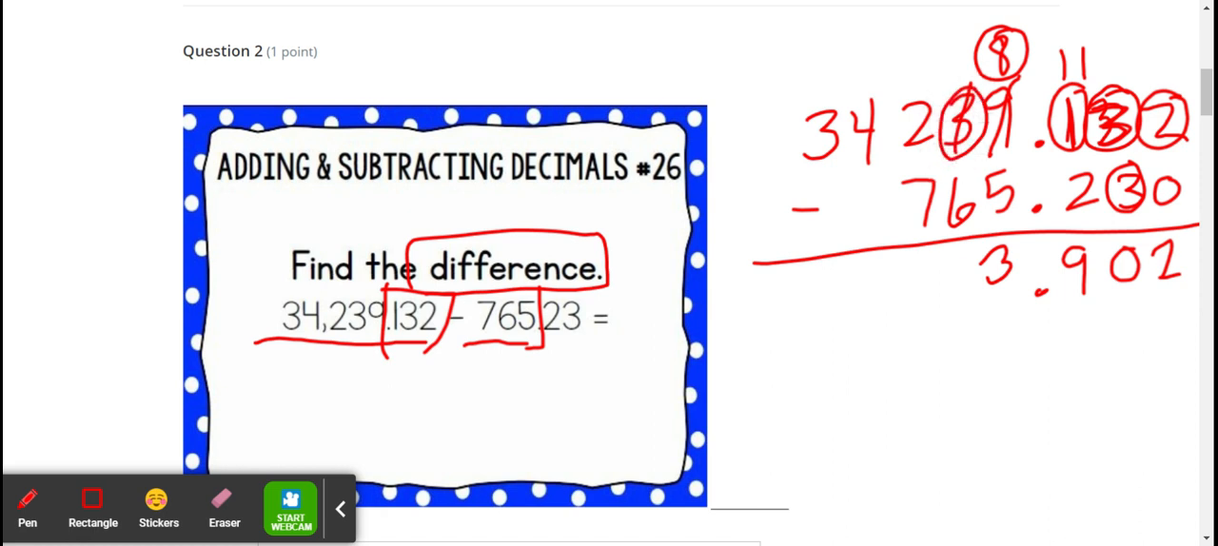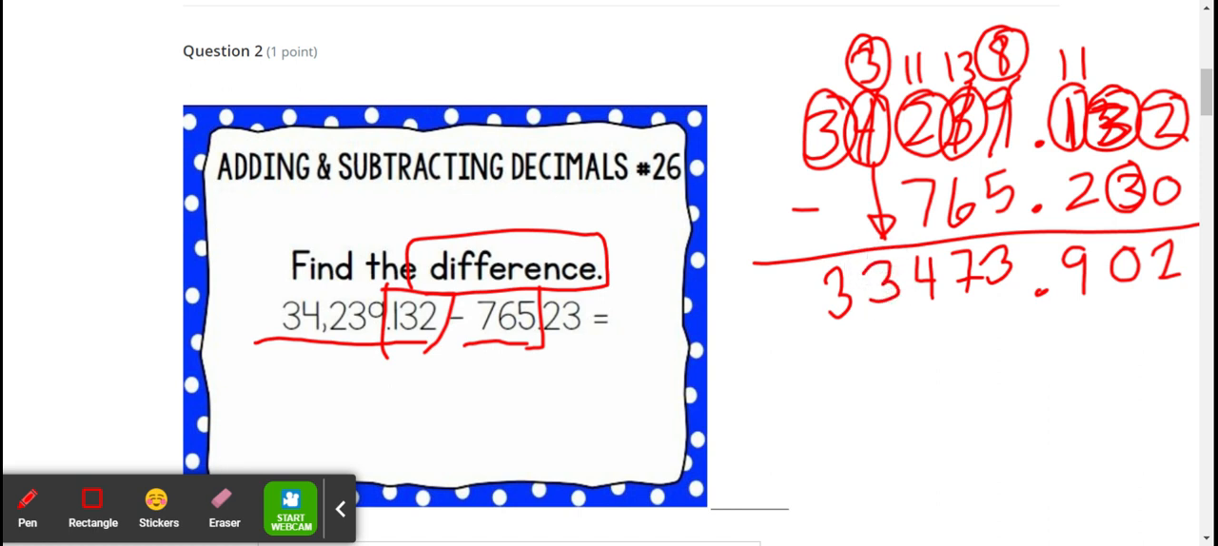6 cannot subtract from 3. We're going to have to go all the way across the board here and then borrow. 13 minus 6 will give us 7. 11 minus 7. And then we're done there. We don't have anything else to subtract down below. So we should end up with 33,473 and 902 thousandths.